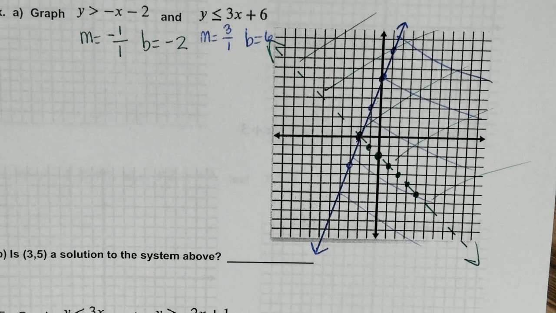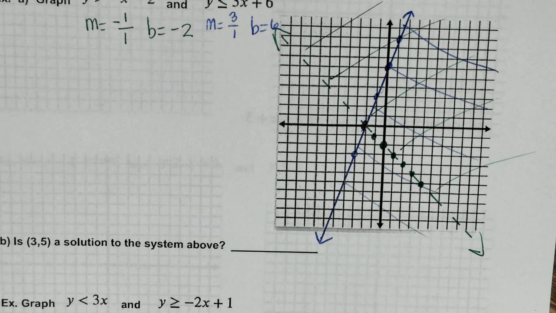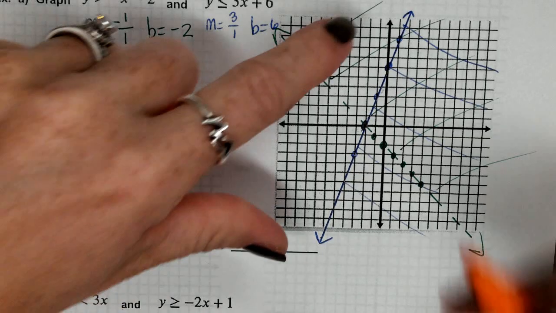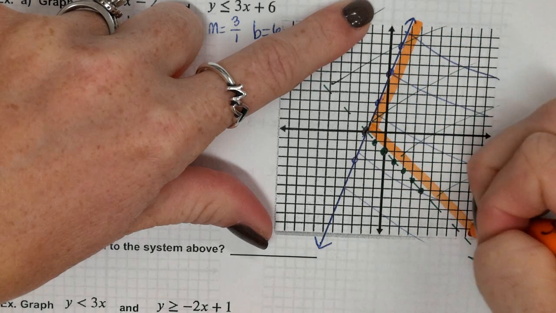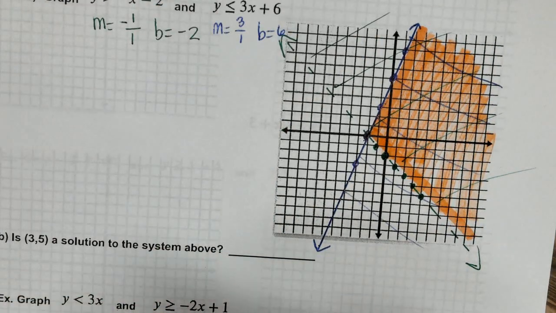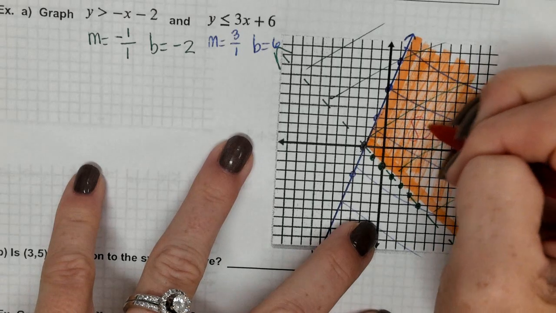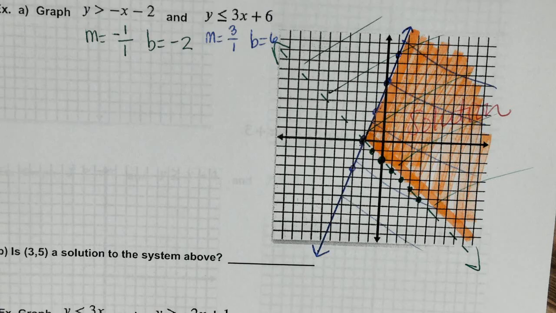Now do you see where the two shaded areas meet? So you take your highlighter. Now if you don't have a highlighter, you can use your pencil, but it's just easier to grade when you have the highlighter. And you would say everything in this section is the solution. So everything over here is solutions. It doesn't have to be like perfect shading, just, I need to be able to see where those two meet.